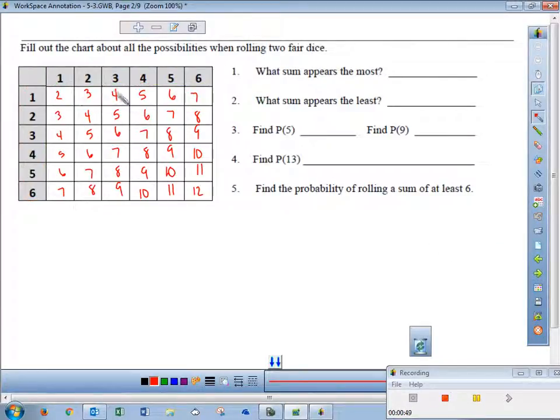And as you can see here, this is all of the possible sums. The biggest number you could ever get is a 12, right? Because a 6 and a 6, you roll together, it's 12. So now let's answer these questions. What sum appears the most?